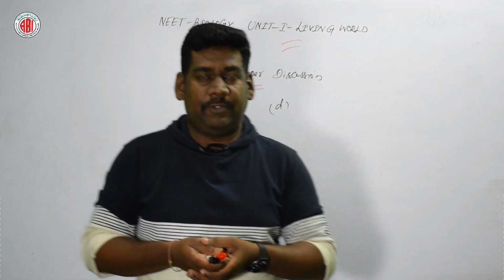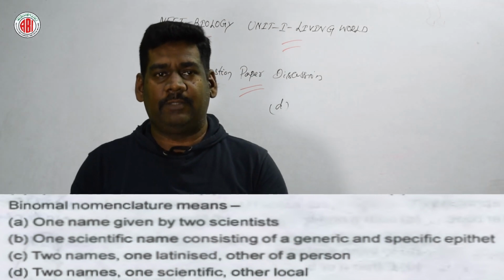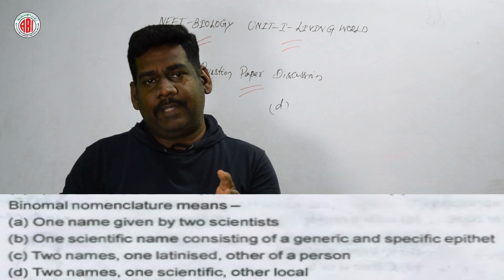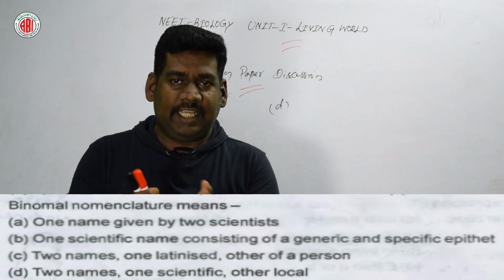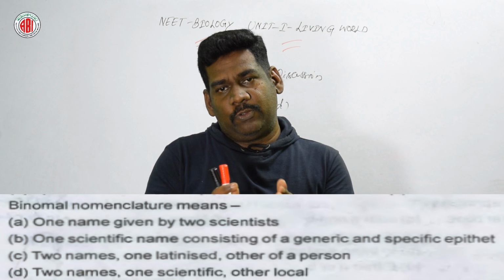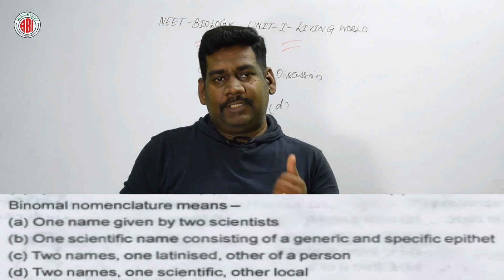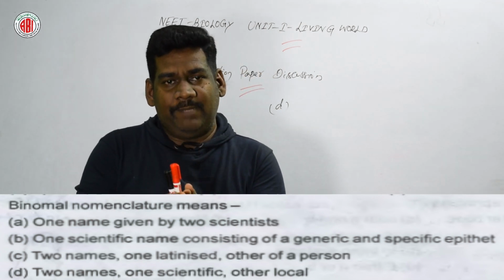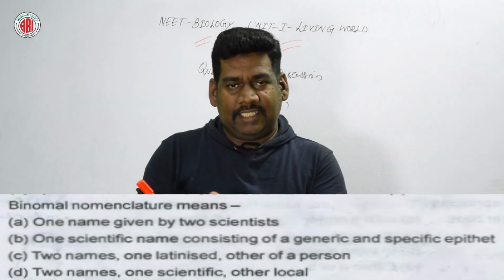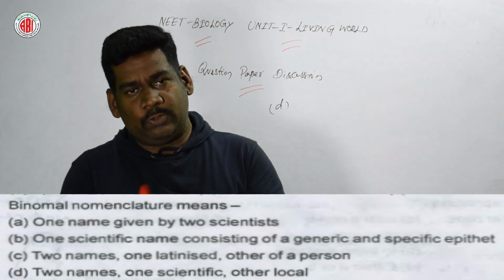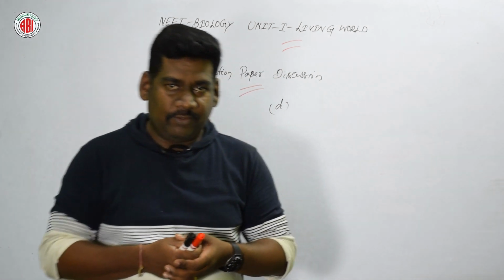The next question is about the meaning of binomial nomenclature. Here are 4 different options given. Let us see one by one. One name which is given by 2 different scientists. One scientific name which consists of a generic and specific epithet, that is nothing but a name which contains 2 different terms or 2 different words like genus and species. Option C, if you see, that is 2 names, one which is Latinized, the other one is a person, and option D, that is 2 names, one scientific, the other one is a local name. So among these 4, which one is the right answer?